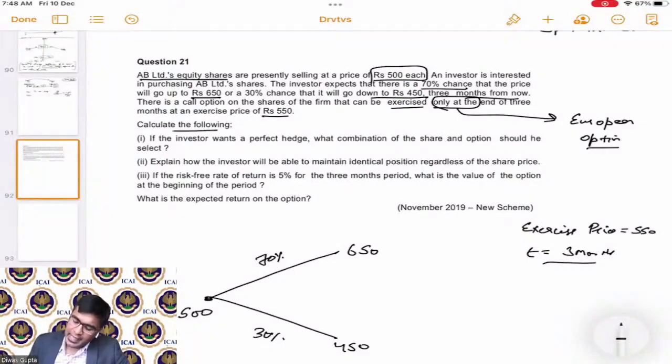Now, the next part is calculate the following. If the investor wants a perfect hedge, what combination of shares and options should he select? Now, what is the perfect hedge between shares and option?